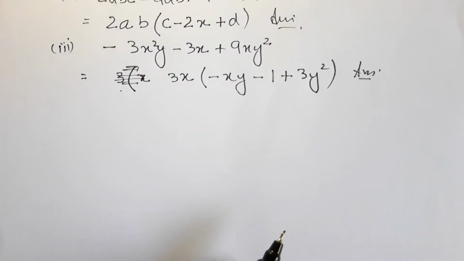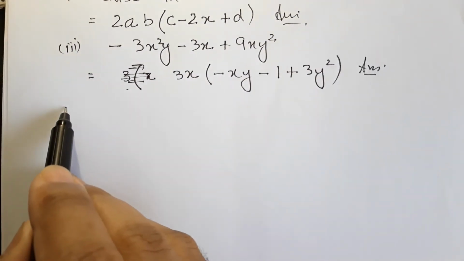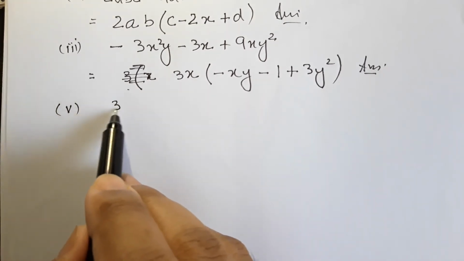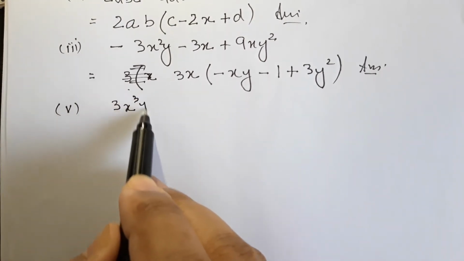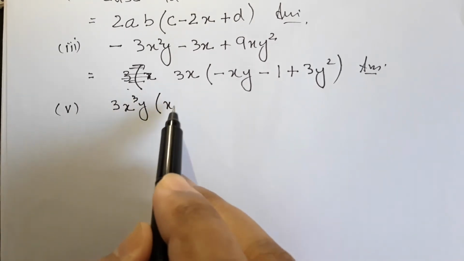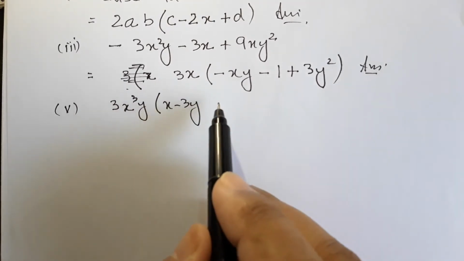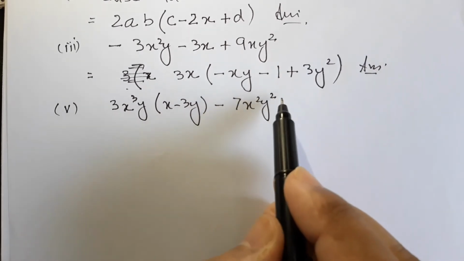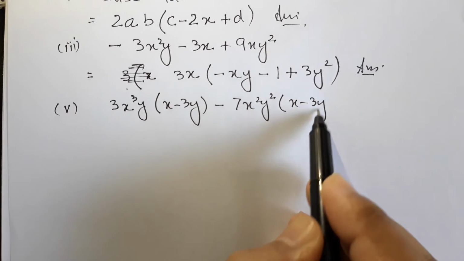Now the fifth part, which is 3x cube y (x minus 3y) minus 7x square y (x minus 3y).